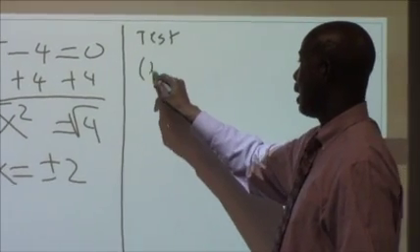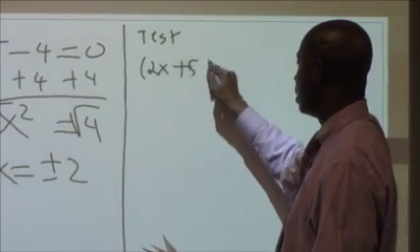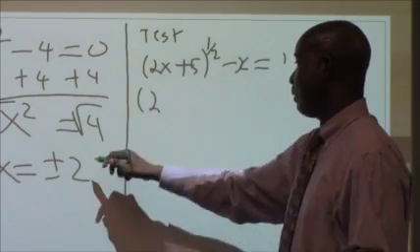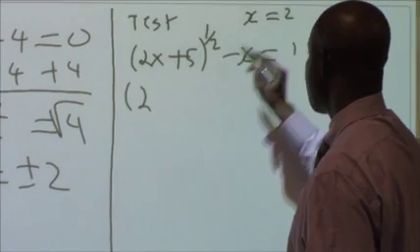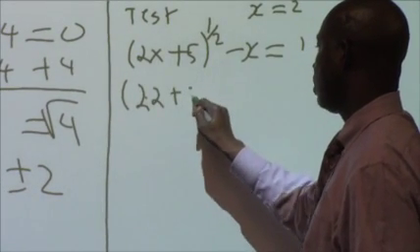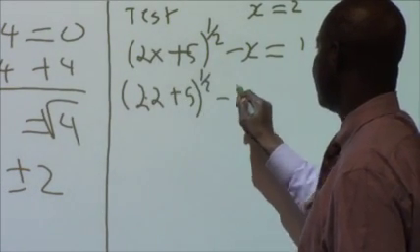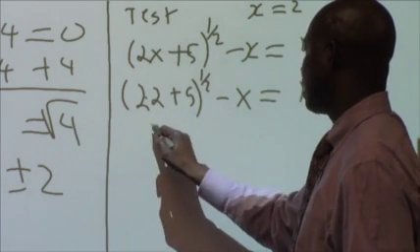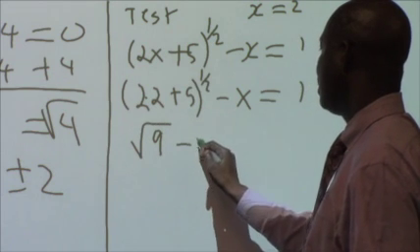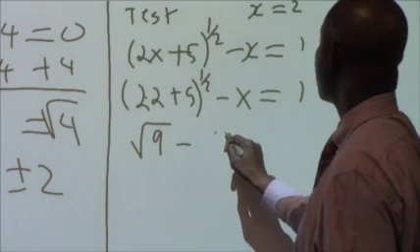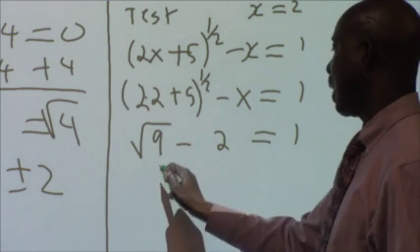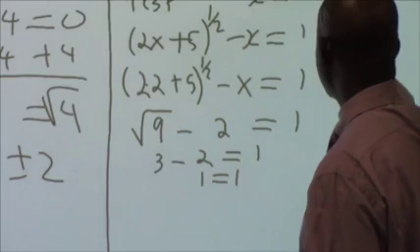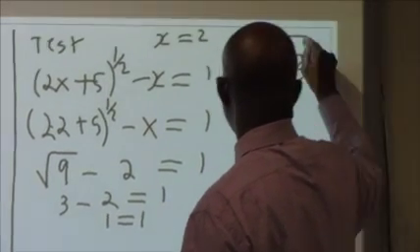So here's the problem we have: (2x + 5)^(1/2) minus x equals 1. If I'm using x equals 2 for now, I have 2 times 2 plus 5, square root, minus x, which should equal 1. 2 times 2 is 4, 4 plus 5 is 9. So this is the square root of 9 minus what? x is what? 2 should be equal to 1. Square root of 9 is 3. 3 minus 2 is 1. 1 is equal to 1. So x equals 2 is a solution.